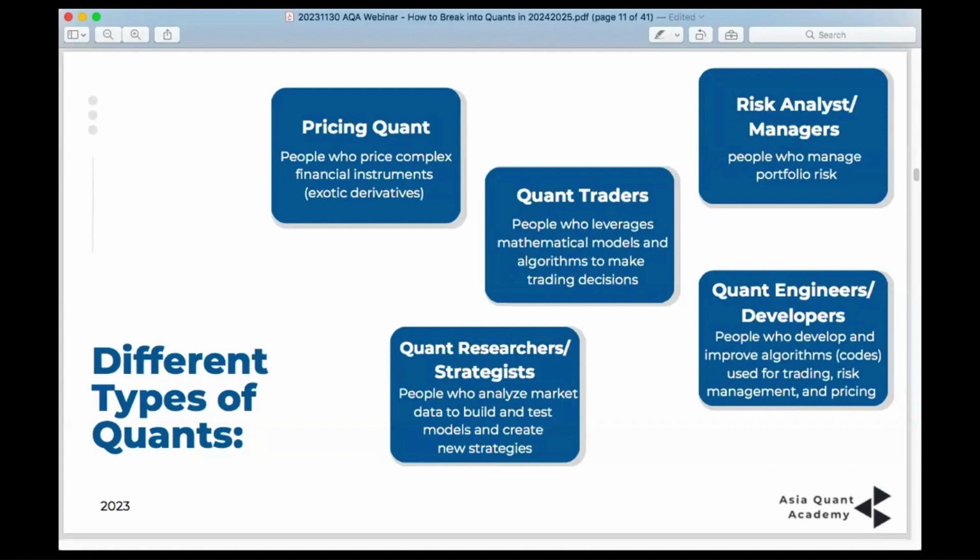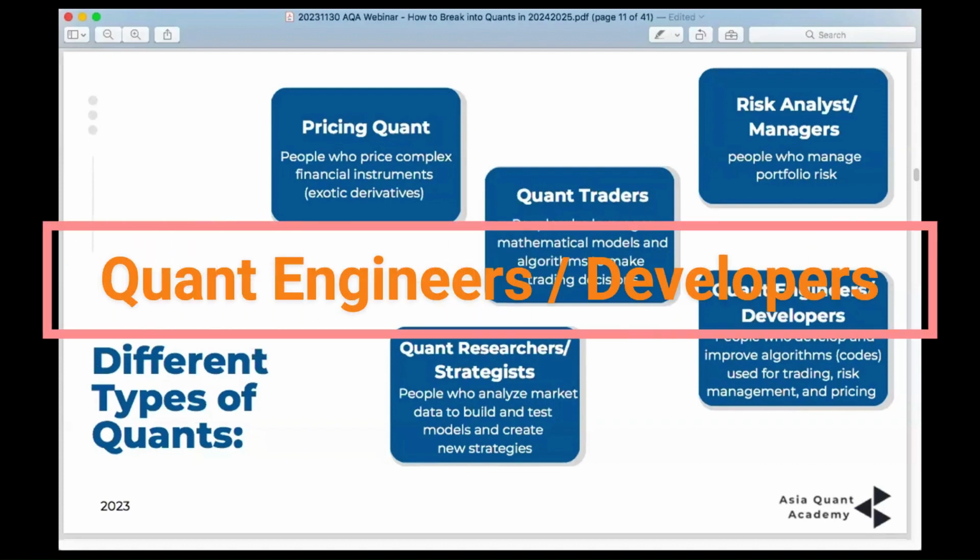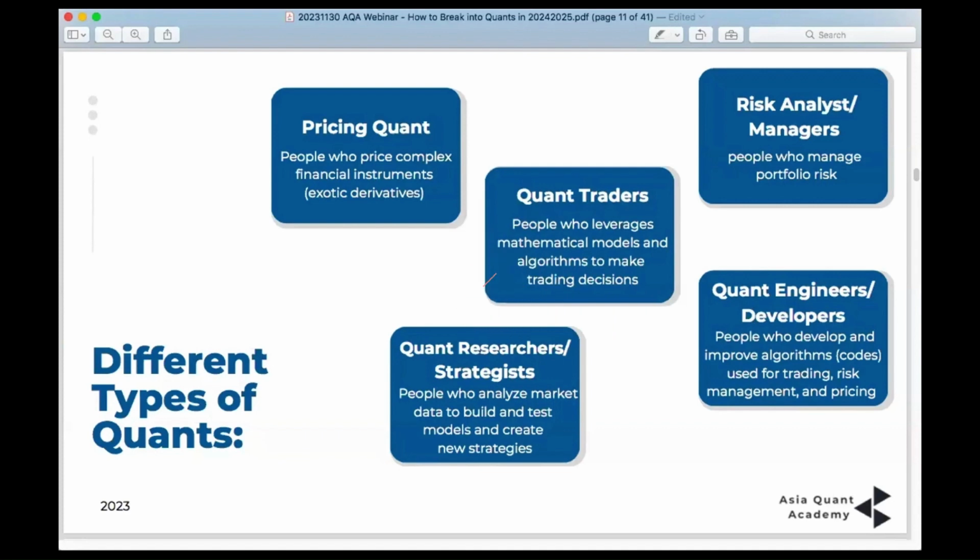The fourth one would be quant engineers and quant developers. This role caters to students who have a strong programming or engineering background. Some people with the title of quant engineer or developer are purely software engineers. But some quant engineers or quant developers actually need to know some mathematics in order to help the quant traders and quant researchers implement ideas for trading, risk management, pricing, or P&L bookkeeping, etc.